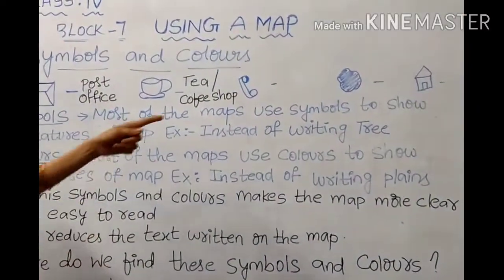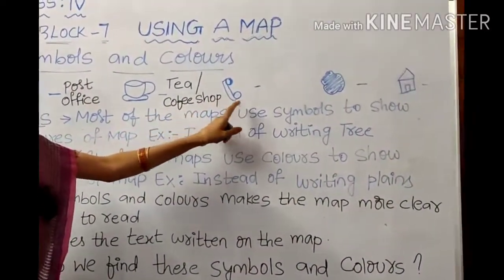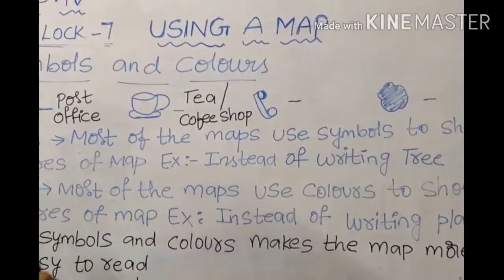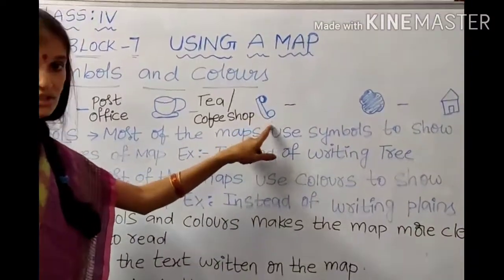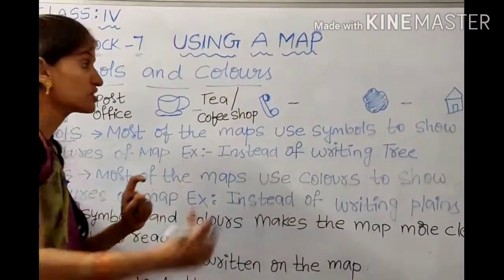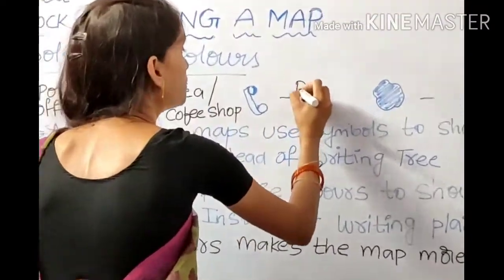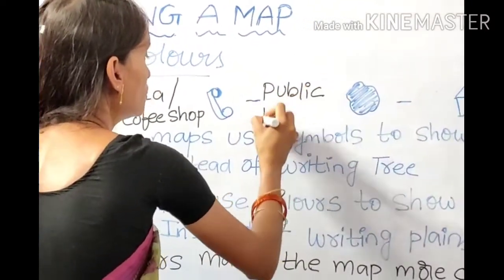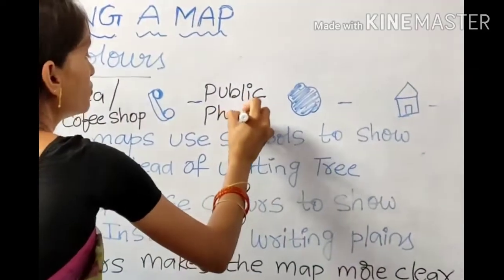What does this symbol represent, children? It is a phone, yes, but you might be saying that on a highway, what does the symbol represent? It represents a public phone. What does it represent, children? A public phone.